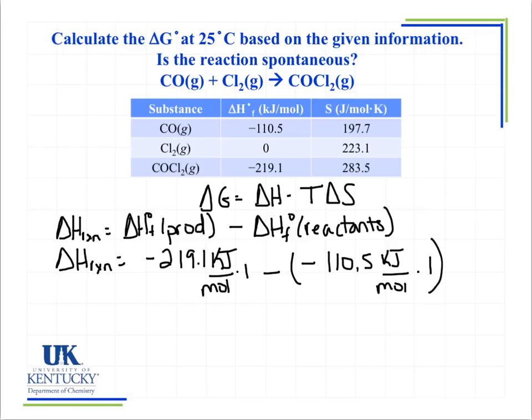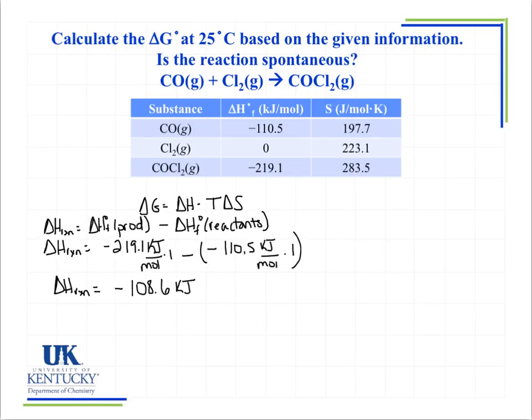For the chlorine, I don't need to put anything in there. That's an element in its standard state, so it has an enthalpy of formation of 0. Then I find delta H of reaction is equal to minus 108.6 kilojoules. This is an exothermic process because the delta H value is negative, so we're losing energy from the system.